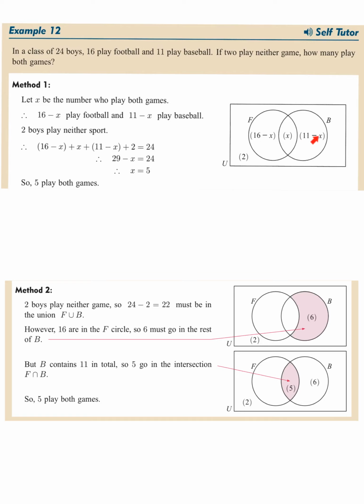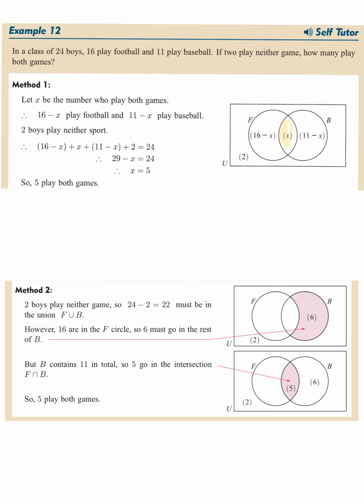Okay. So how many play both games? Well, we know that within the whole universal set, it should equal 24. So they've put the 24 there. And then we just add the 2 plus the 16 minus X plus the X plus 11 minus X. Now you can just add across.